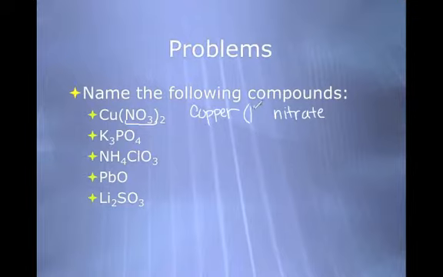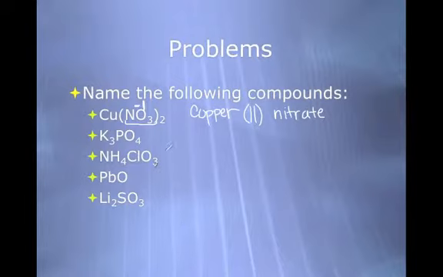It's copper 2. How do we know it's copper 2? Right, this is a -1 charge, and we have 2 nitrates, so it's a total of -2. That means copper has to be a +2. So it's copper 2 nitrate. That would be the correct name.